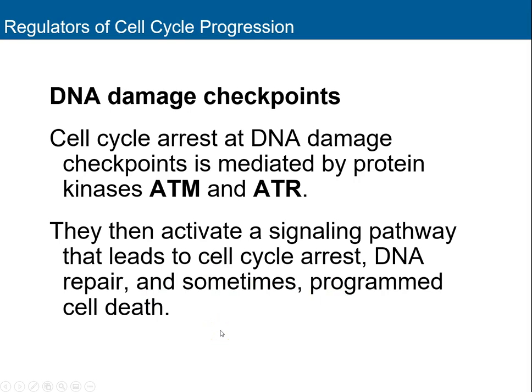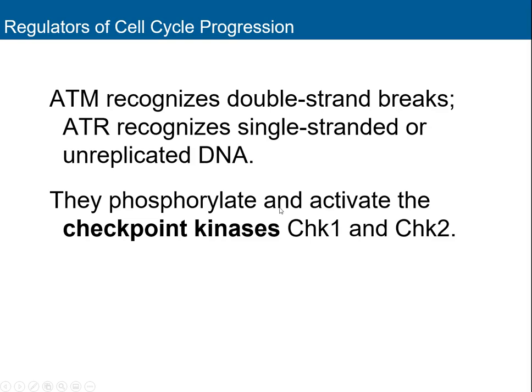If we think about what the function of those checkpoints is, they detect damage. If there's damage, halt everything so that it can be repaired. If it cannot be repaired, then the cell would go through apoptosis. What proteins are involved in that process? ATM and ATR are some examples. ATM will recognize double-strand breaks. ATR recognizes single-stranded or unreplicated DNA. So they're there to really recognize the actual problem.